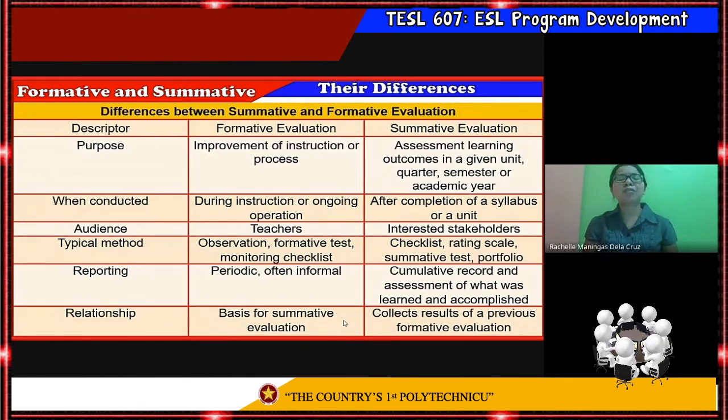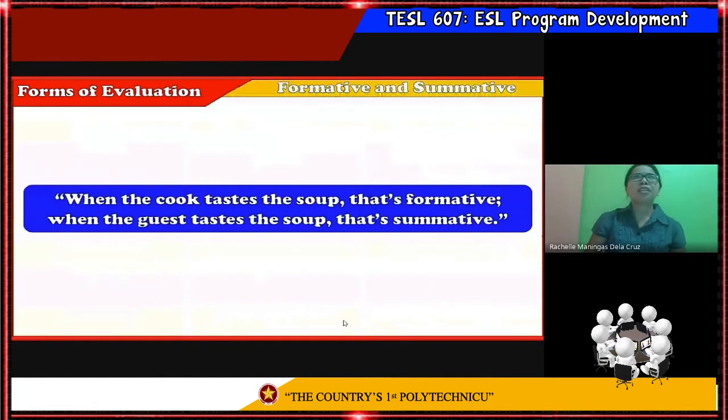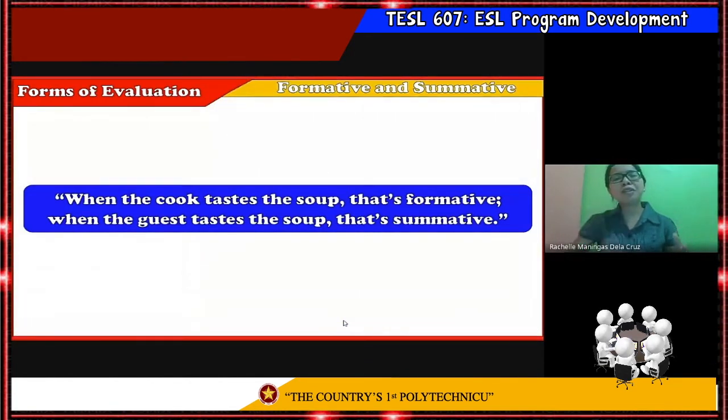And the relationship, of course, formative evaluation is the basis for summative evaluation. And then the summative evaluation collects results of a previous formative evaluation. Now let's have the analogy. When the cook tastes the soup, that's formative. And when the guest tastes the soup, that's summative.